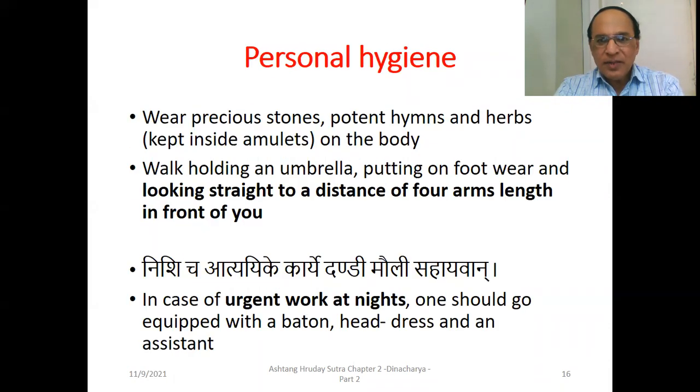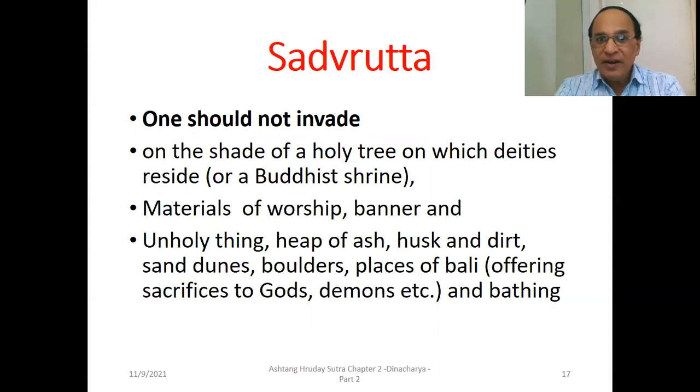The next Sadvrutta: one should not invade the shade of a holy tree on which deities reside, or a Buddhist shrine, for example. Materials of worship, banners, unholy things, heaps of ash, husk and dirt, sand dunes, boulders, places of bali, offering sacrifices to gods, demons, etc., and bathing places. One should avoid going through these particular places.